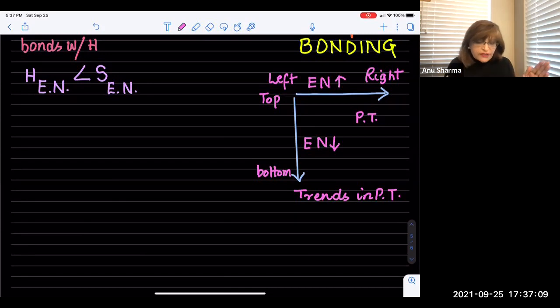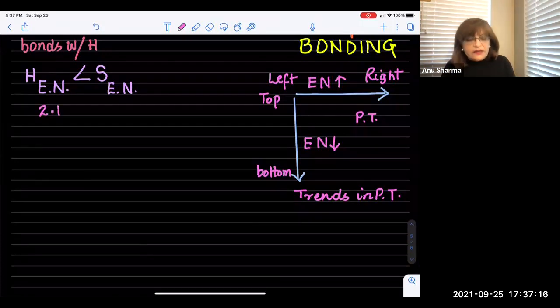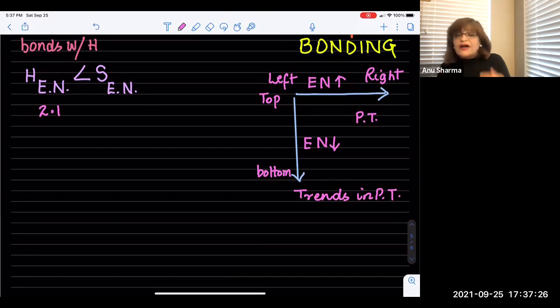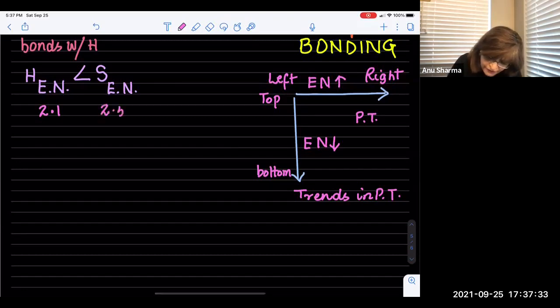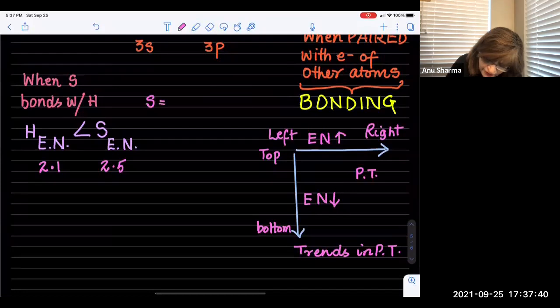So hydrogen is in group 1A, and hydrogen has the electronegative value of 2.1. This is the second thing. This is on your handout. You have this table, and you can also see this in the books for other people who are looking at it. So you can see the value of the electronegativity. Hydrogen is 2.1, and sulfur is 2.5. So obviously sulfur is more electronegative than hydrogen. So in this case, sulfur will be making two bonds.